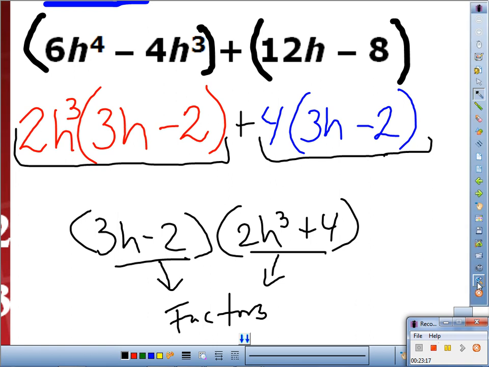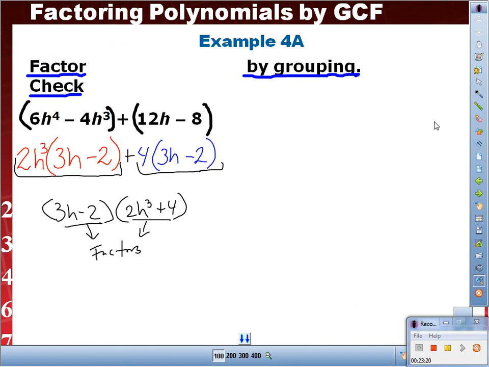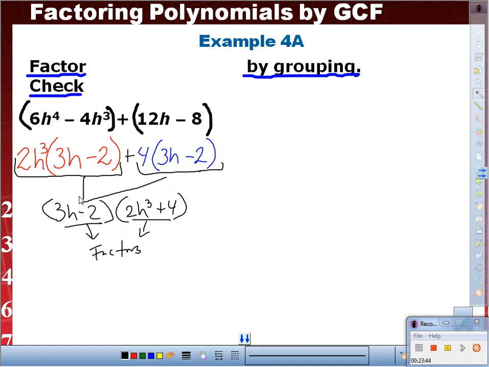Okay, let me zoom out really quick. And let's see. I'm going through the process one more time. What is the first thing we check for? Standard form. From there, I group 2 at a time. These 2 and these 2. Look at these 2, I got the GCF, and then I got the second factor. And then from here I see that we have 2 terms, and I see that the GCF now is what? 3h minus 2, because I get this one and this one as 1. And I'm left with 2h cubed plus 4.